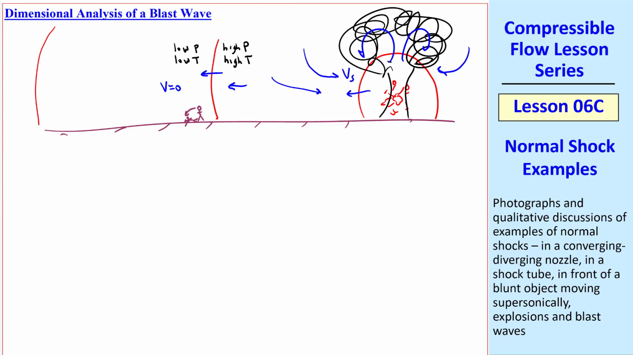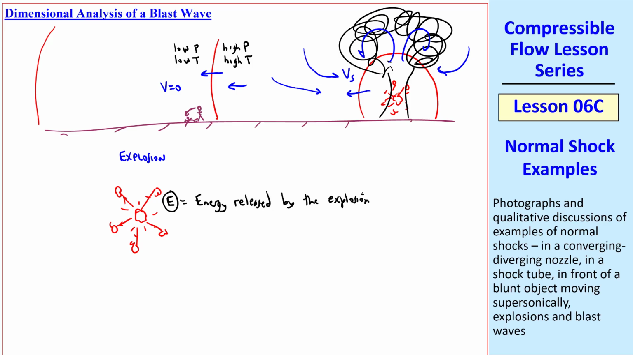Now I want to do some simple dimensional analysis of a blast wave like this. Let's ignore any kind of ground effects. And here's our explosion from some kind of bomb. We'll let the total energy be E, which is the energy released by the explosion. And this is a constant. You release a certain amount of energy depending on the size and strength of the bomb.